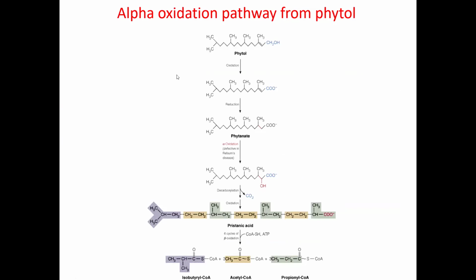Beta oxidation means 2 carbons are removed at a time by breaking down the 2 carbons from the right side position. But when 1 carbon is released from the fatty acid chain, this is called the alpha oxidation process.